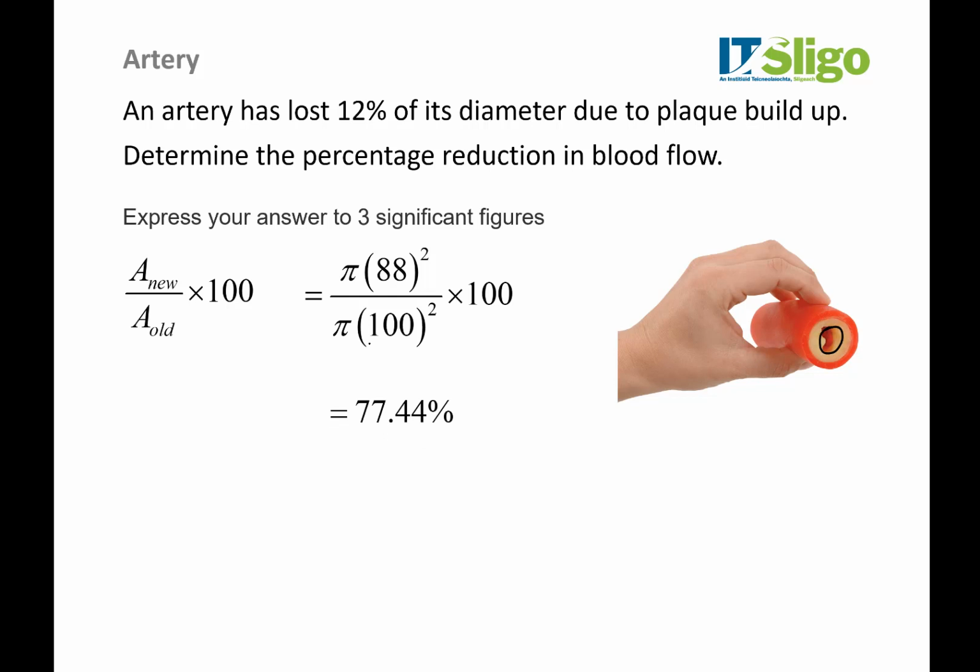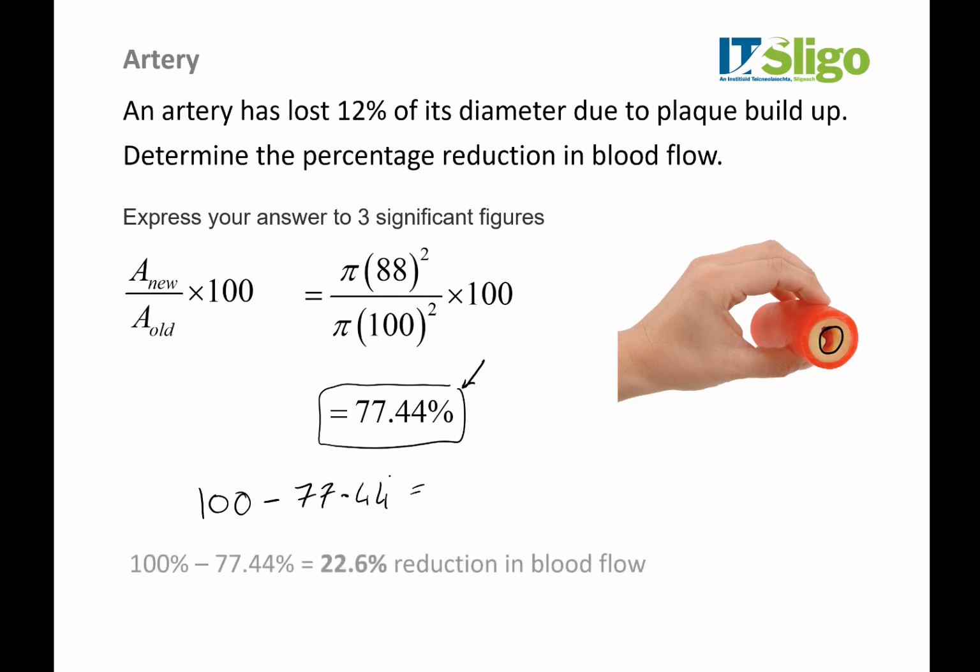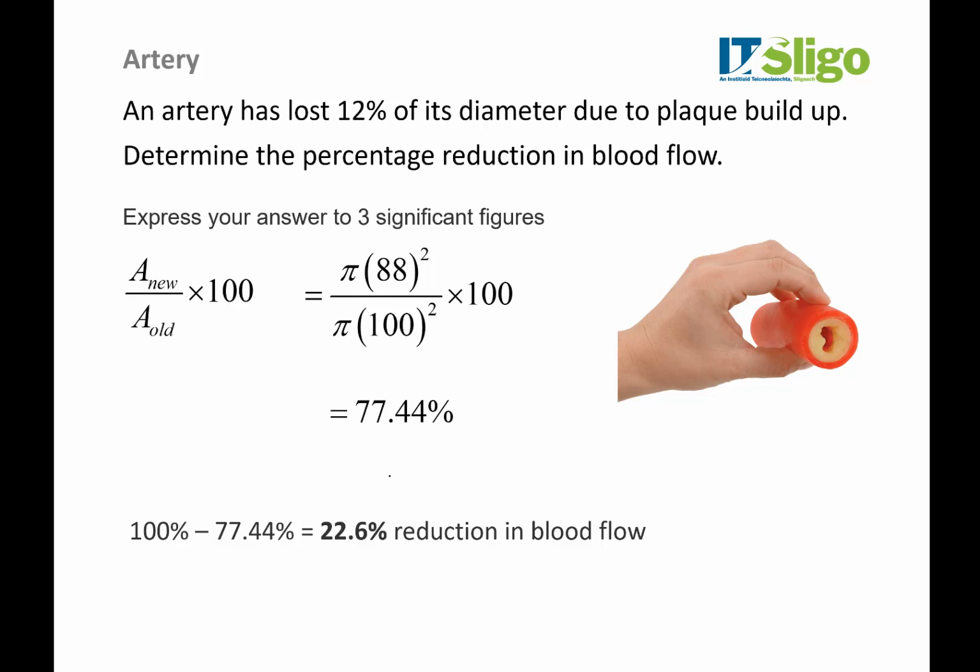When we work this out, the new artery has only 77.44% of the original, which was 100. So this isn't the answer, guys. We're looking for the percentage reduction. So in this case, there was a 22.6% reduction in flow.